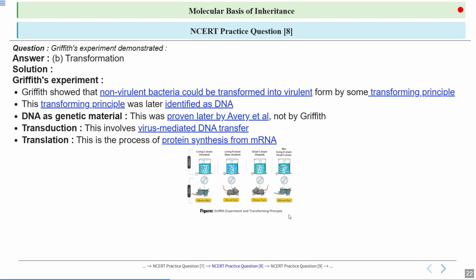And in the last setup, he injected the mice with a mixture of heat-killed S strain bacteria and R strain bacteria. So usually, what should happen? The mice should survive. But in this case, mice died, and from the dead mice, S strain bacteria were isolated. Okay, so from this experiment, he proved that the R strain bacteria were transformed into S strain bacteria by a transforming principle. So something was being transferred from the S strain bacteria to the R strain bacteria.